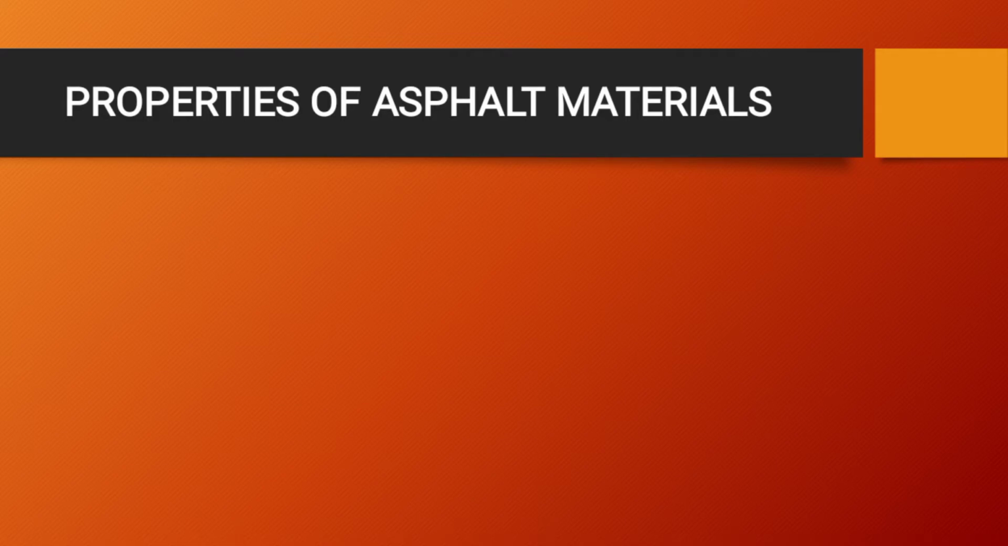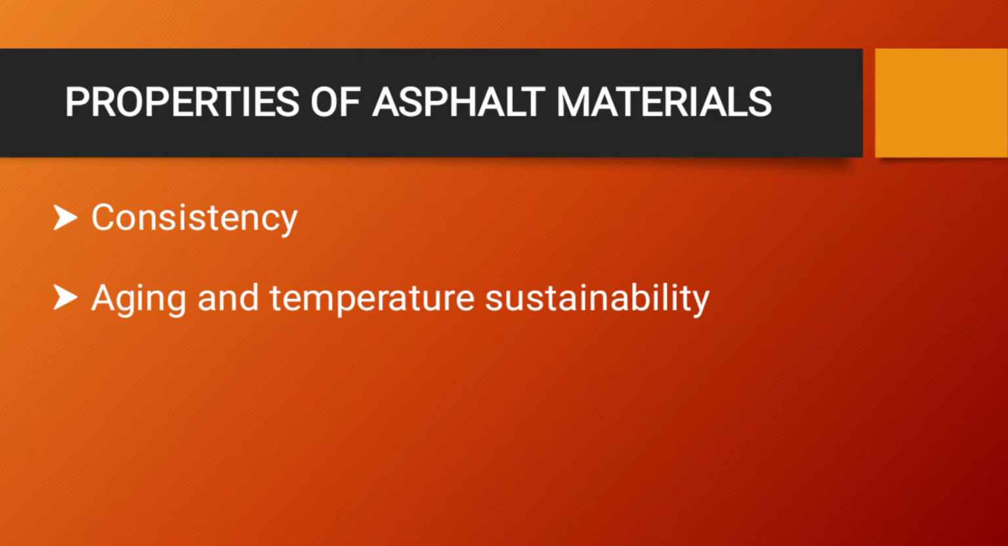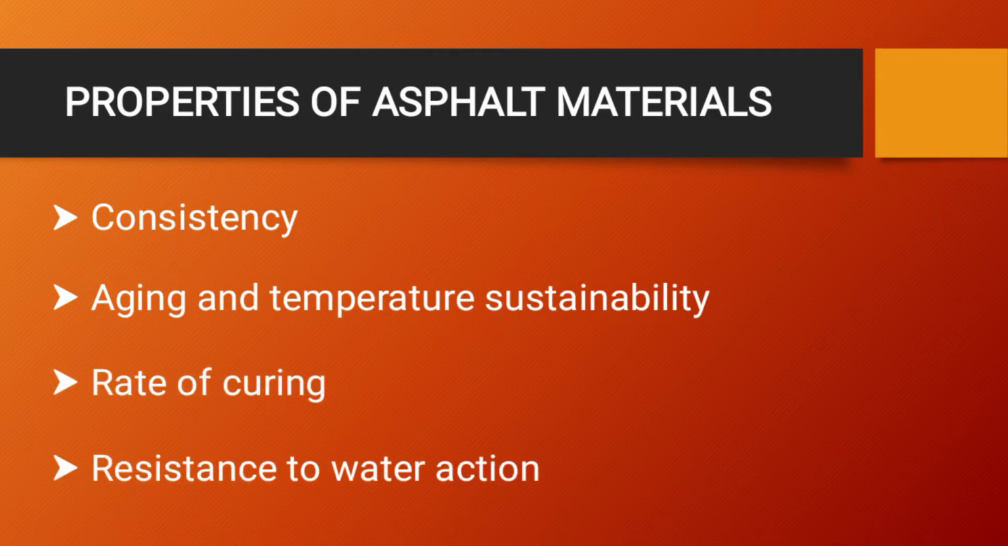The properties of asphalt materials pertinent to pavement construction can be classified into four main categories. First is consistency, then aging and temperature susceptibility, then rate of curing, and lastly, resistance to water action.